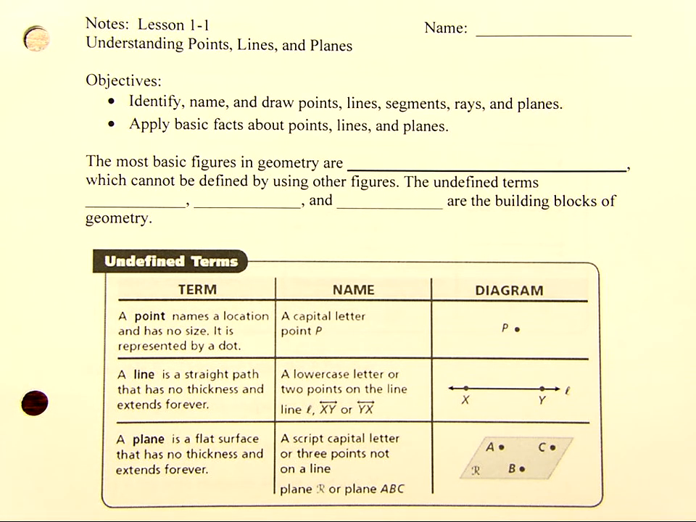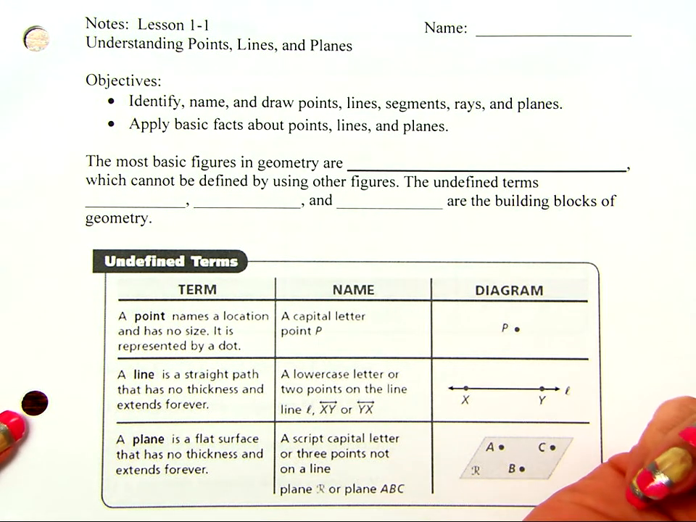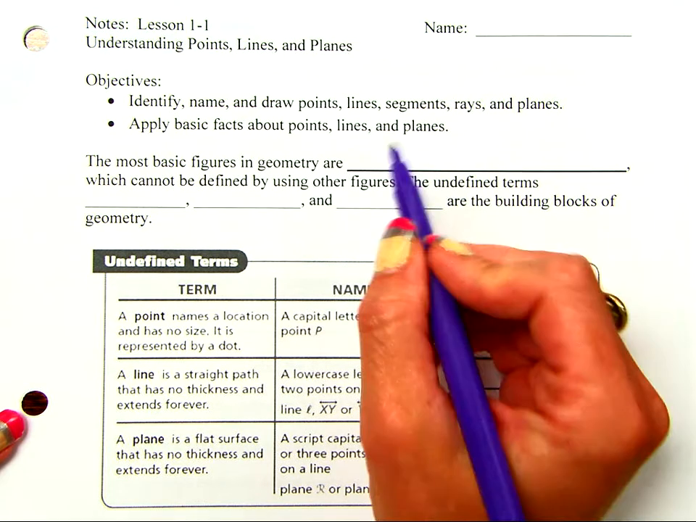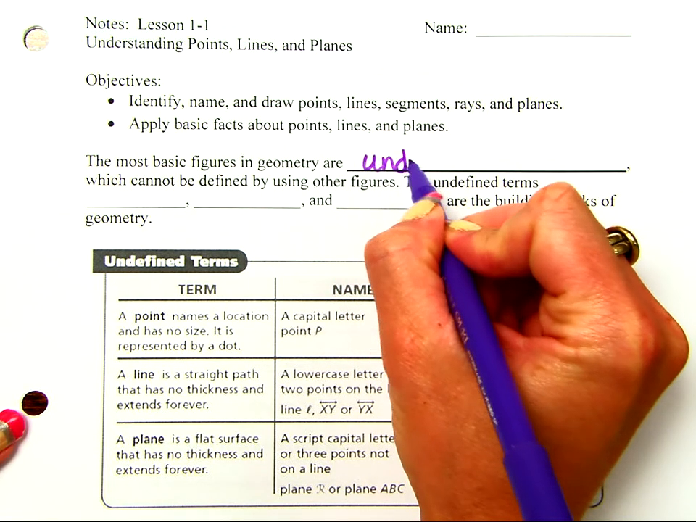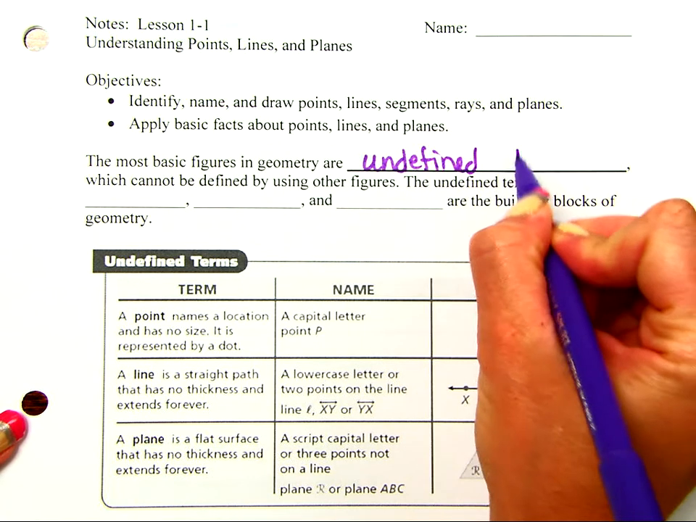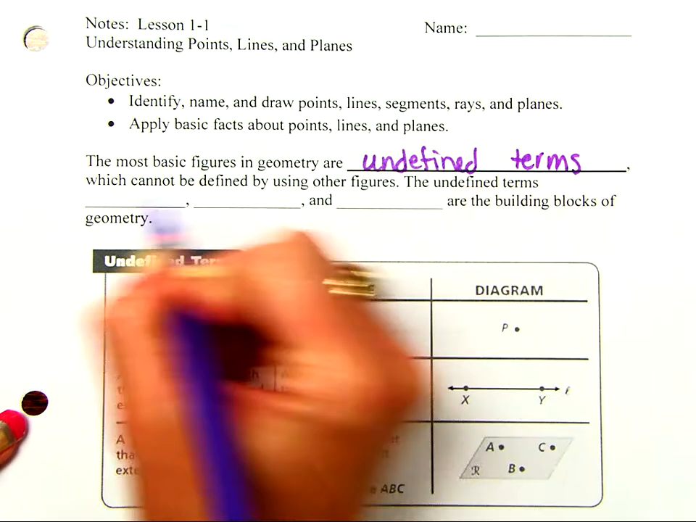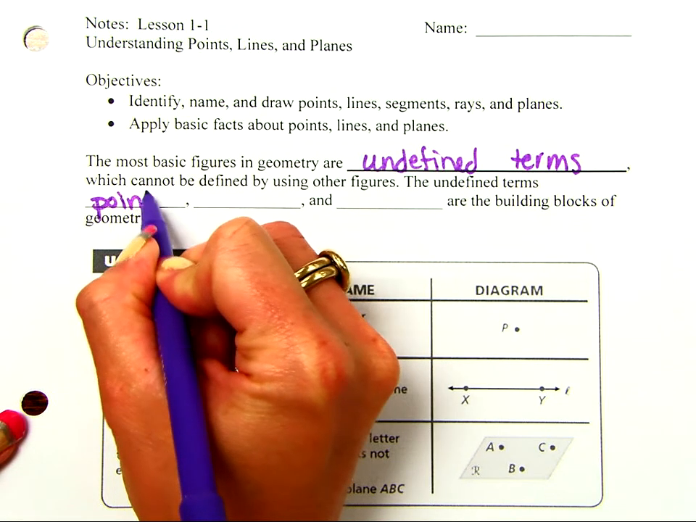Lesson 1.1 is on the basic building blocks for geometry, so it's going to be talking about the points, lines, and planes. The most basic figures in geometry are undefined terms. Undefined terms cannot be defined by using other figures. The undefined terms are the point, the line, and the plane. These are the basic building blocks for geometry.